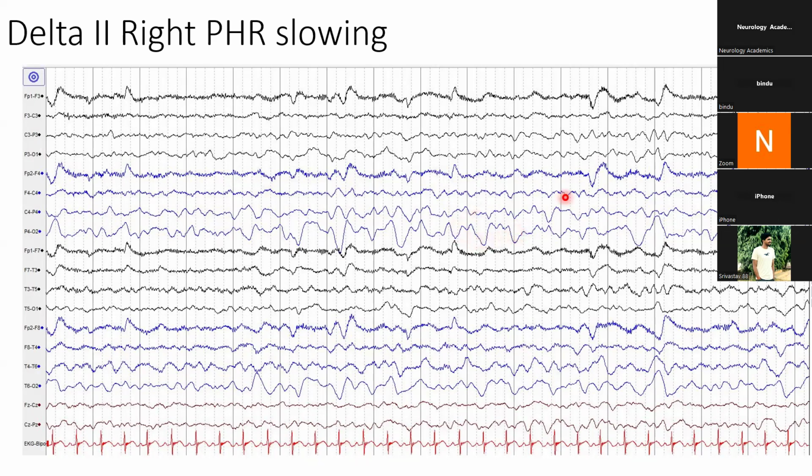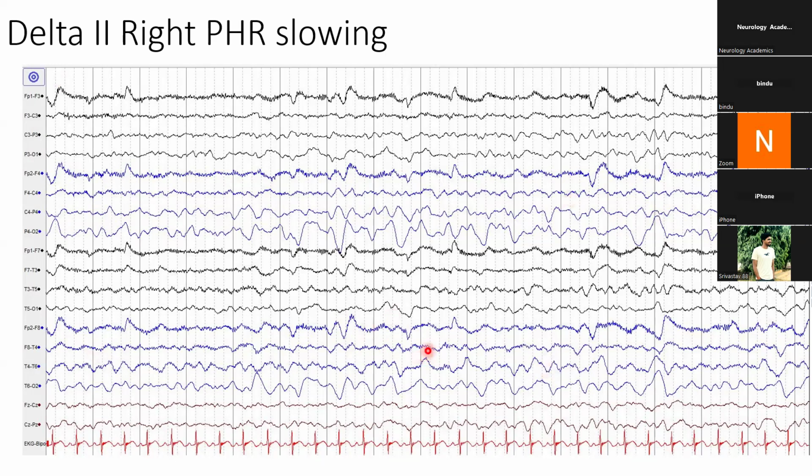For her, it's delta grade 2, right posterior head region. It's not delta 2, it's delta grade 2. So that's also correct, but you can add on to it. So there are some eye blink artifacts and all here. And we know that the patient is in the awake state. So that's how it is classified.